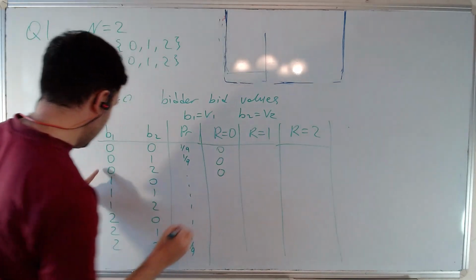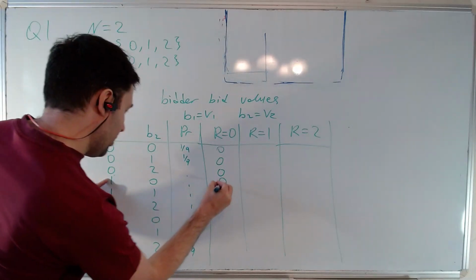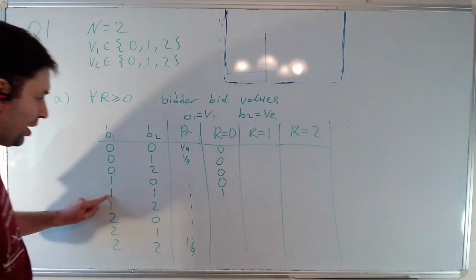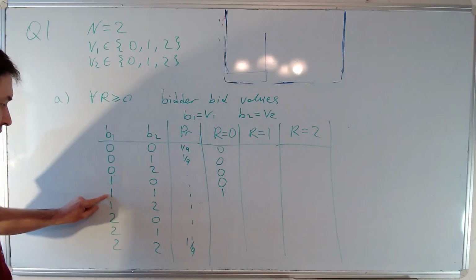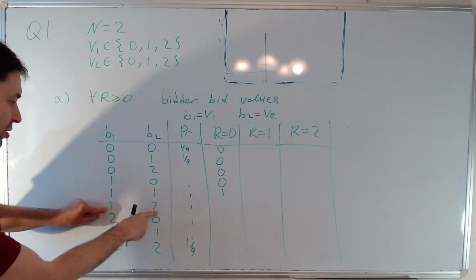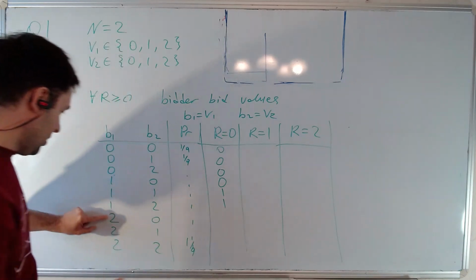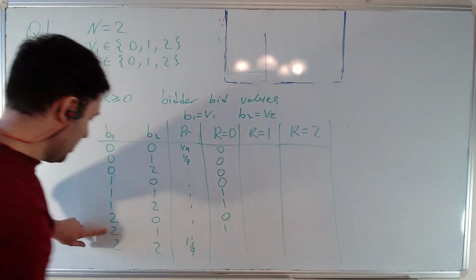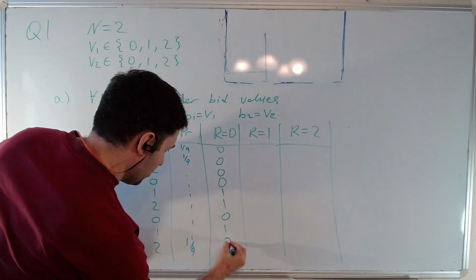So 0, 0 here, now 0 here for the same reason. Now 1, 1, again we have a tie, but now the price will be 1 because the second highest bid is 1. 1, 2, bidder 2 will win, pay 1. 2, 0 is 0 again, 2, 1 is 1, and finally 2, 2 is 2.